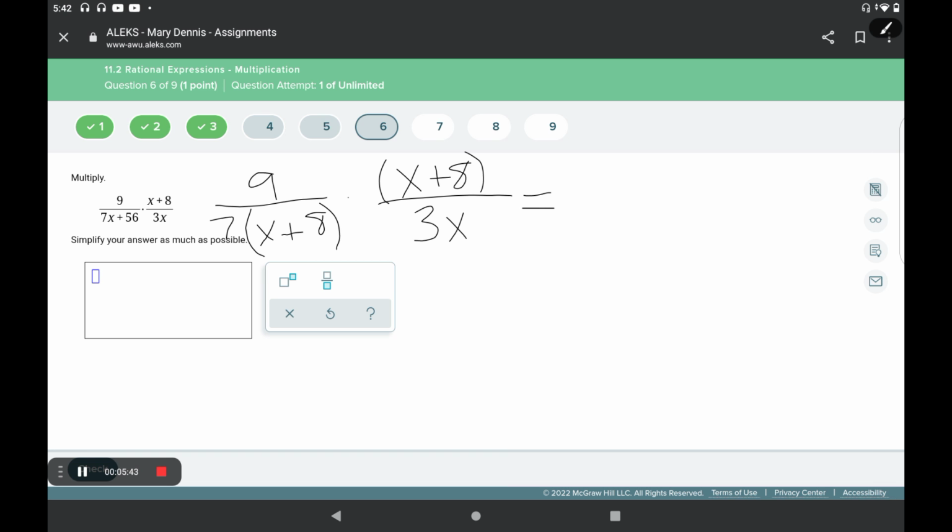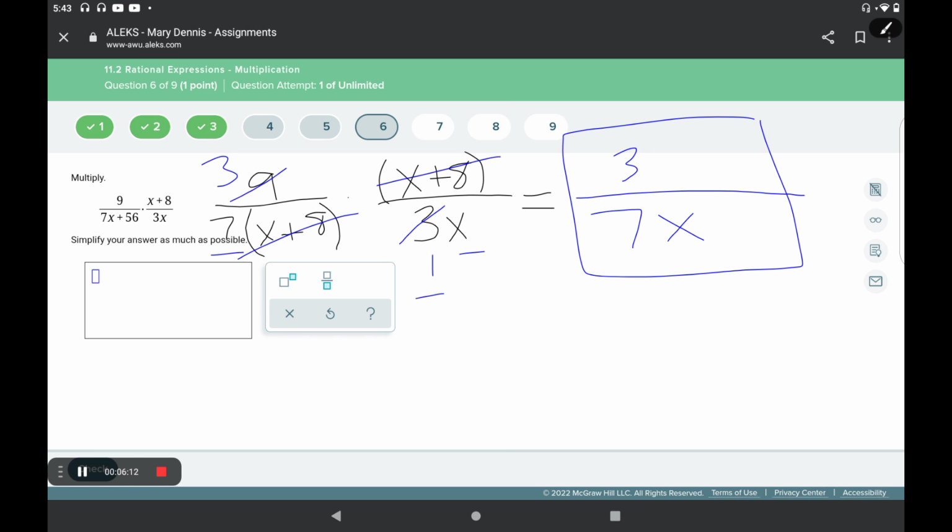And then what am I going to cancel out here? I've got an x plus 8 on top and x plus 8 on bottom, so those can go away. I've got a 3 and a 9, so that can go to 3, and then that 3 goes to 1. And then all I have left on top is just a 3, and all I have left on bottom is my 7 times a 1 and an x. So 7 times 1 is 7, and then my x is just left. So 3 over 7x is my answer.